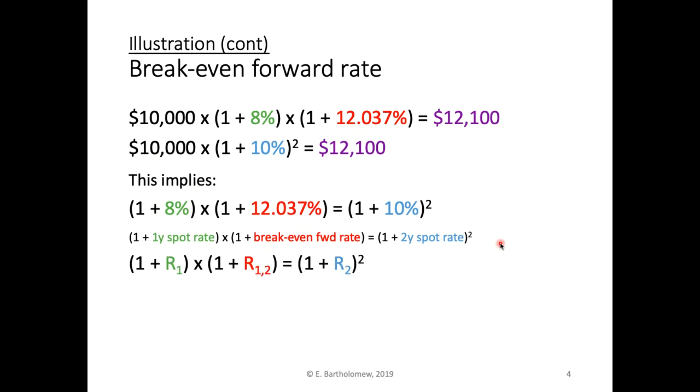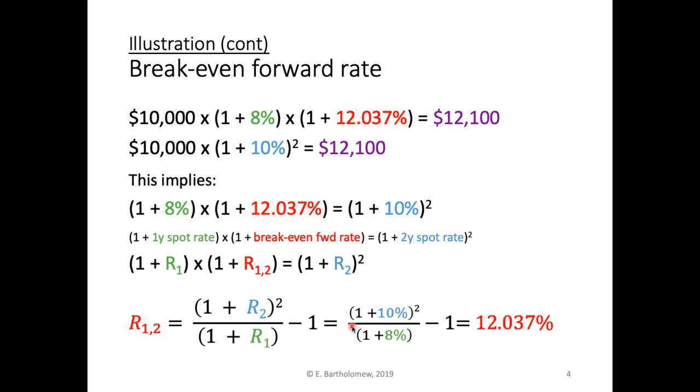If we turn those into variables and solve for what we're trying to solve for, the break-even forward rate, we obtain this relationship here: (1 + R2)^2 divided by (1 + R1), minus 1. So let's see how that works. If we plug back in the numbers that we'd started with, 10% and 8%, we will get to 12.037%. So you may want to pause here and just make sure you can do this calculation.